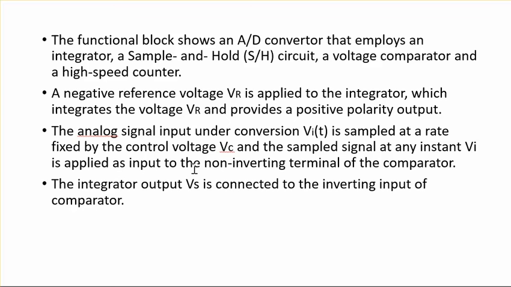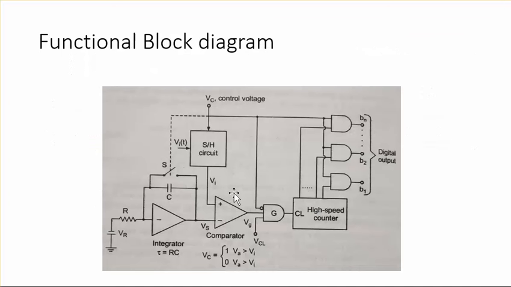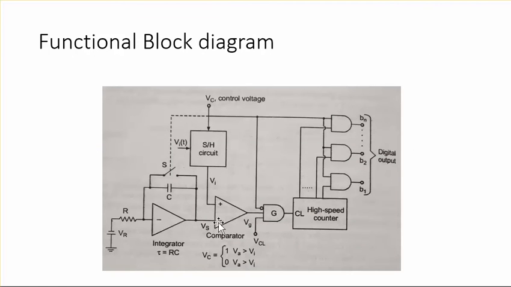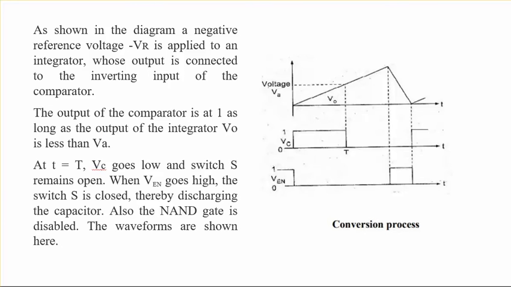And we have a control voltage which is a fixed value, and the sampled Vi at any instant is applied as an input to the non-inverting terminal of the comparator. This is the non-inverting terminal, and this is the inverting terminal of the comparator. Here only we are going to feed in the value. The integrator output is Vs, and that is connected to the inverting terminal of the comparator. So here is Vs, which is connected to the inverting terminal, and this is Vi, the input analog voltage that is getting sampled from the sample and hold unit, and that is fed into the non-inverting terminal. This is how we get the waveforms.